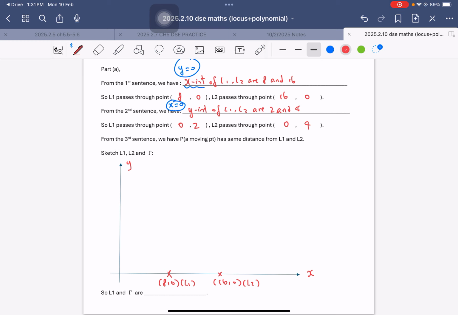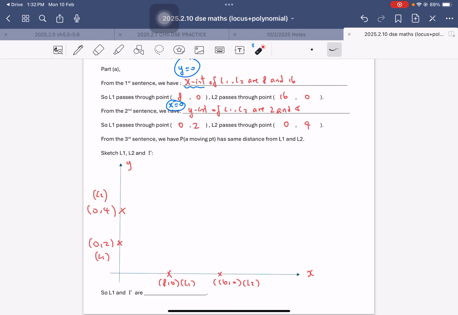And then from the second sentence, we have the y-intercepts. L1 passes through 0, 2. So where is 0, 2? It's on the y-axis. So if this is 0, 2, then where is 0, 4? It's double of this, isn't it? So this is going to be 0, 2, and this is going to be 0, 4. This point is for L1, this point is for L2. So L1 passes through 0, 2, and also passes through 8, 0.